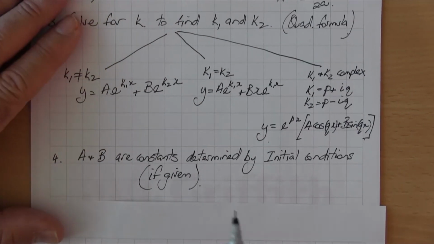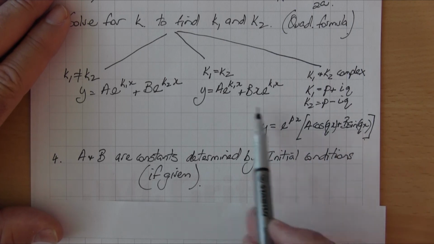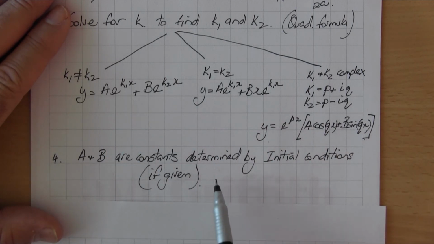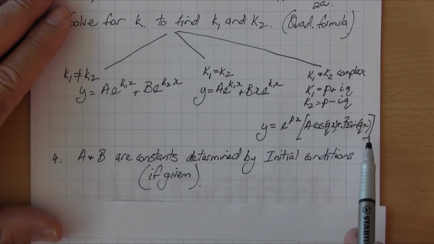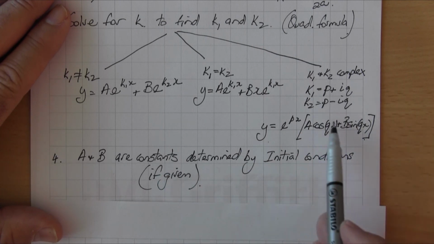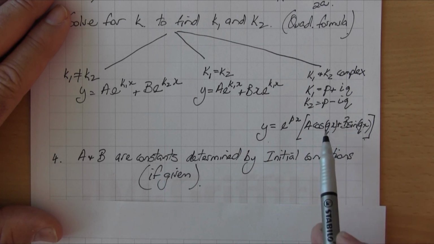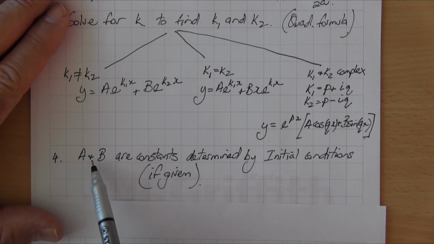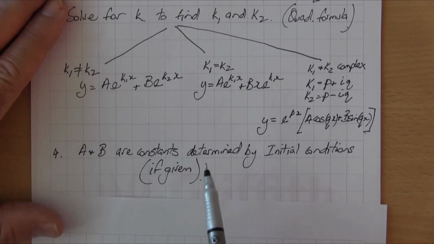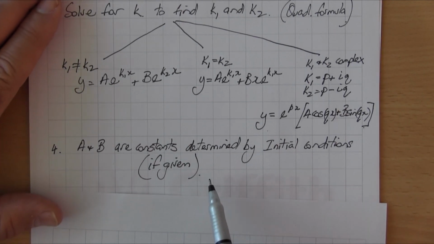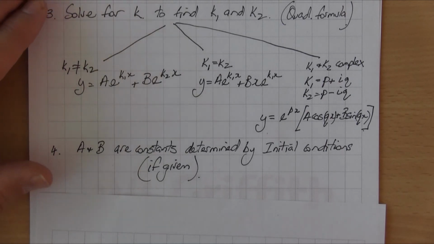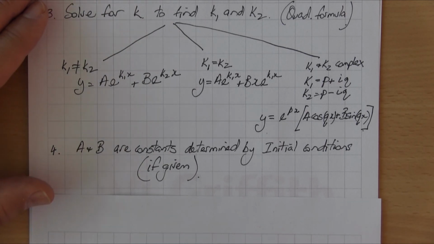And finally, each of these contained an A and a B. We've calculated the values of k, don't forget. In this case, we've calculated the values of p and q. So if we've got initial conditions stated, we can find values for A and B by substituting in x and solving. Okay, so that's the template we're going to use, and I'll go through a couple of solutions in the next little bit of work.